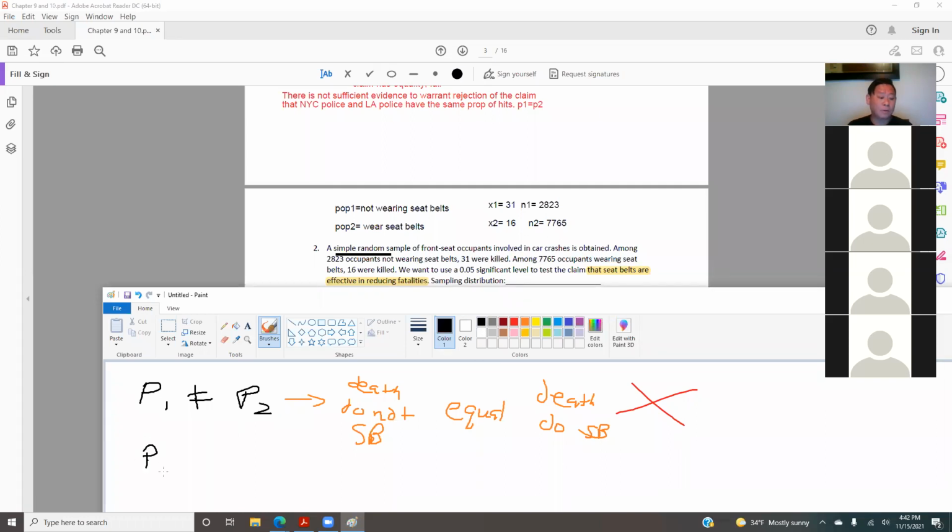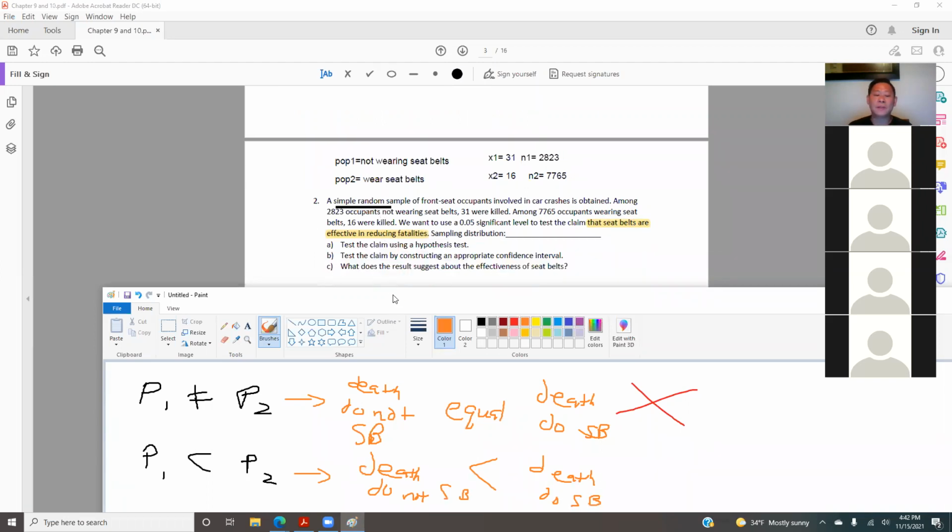Now, then we will talk about P1 less than P2, right? This is where the death rate for those who do not wear seatbelts is less than the death rate for those who do wear seatbelts. So is this the meaning that seatbelts are effective in reducing fatalities?